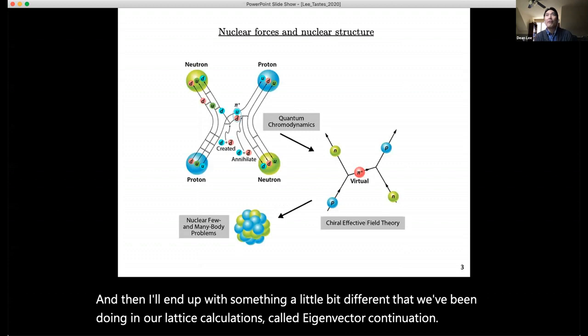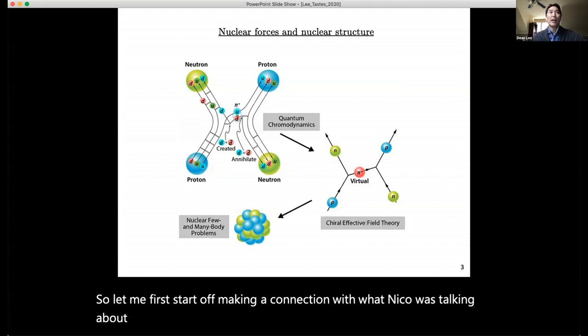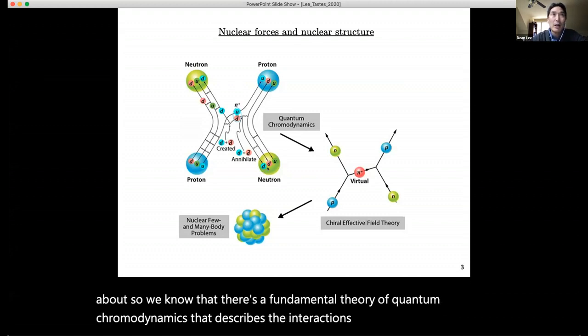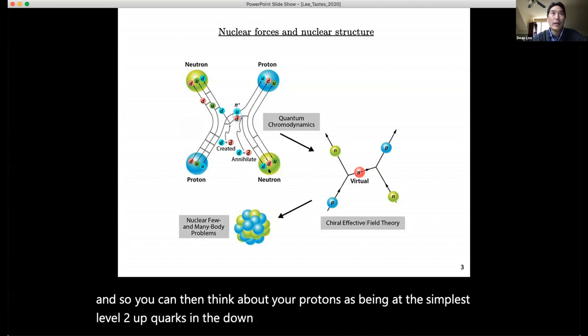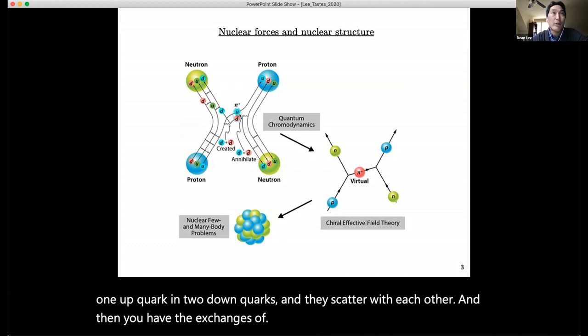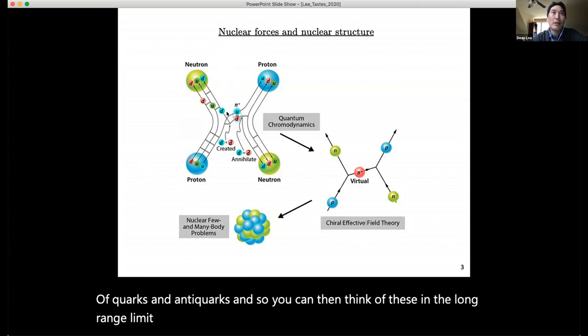So let me first start off making a connection with what Nico was talking about. We know that there's a fundamental theory of quantum chromodynamics that describes the interactions of the quarks and the gluons. And so you can think about your protons as being, at the simplest level, two up quarks and a down quark, and your neutron as being one up quark and two down quarks. They scatter with each other, and then you have the exchanges of quarks and antiquarks. And you can think of these in the long range limit as coming from pions.